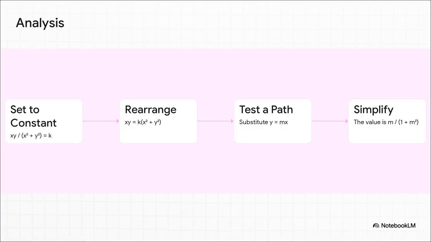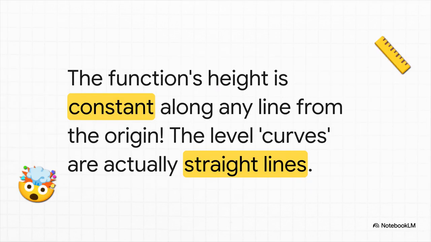Okay, let's start with what we know. Step 1, set the function equal to our constant k. But here's where we get clever. Instead of just picking random points, let's see what happens if we travel along a straight line that goes right through the center, the origin. That's aligned with the equation y equals mx. When we plug in mx for y everywhere, and watch this, the algebra collapses in this amazing way. All the x's just cancel out, and we're left with a value that only depends on m, the slope of our line. Okay, pause. You have to think about what this means.